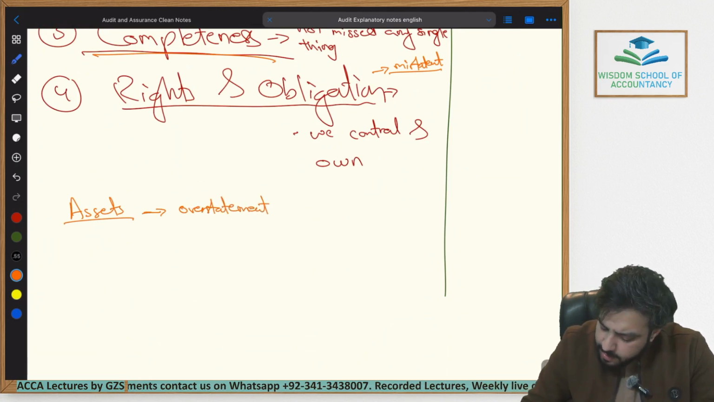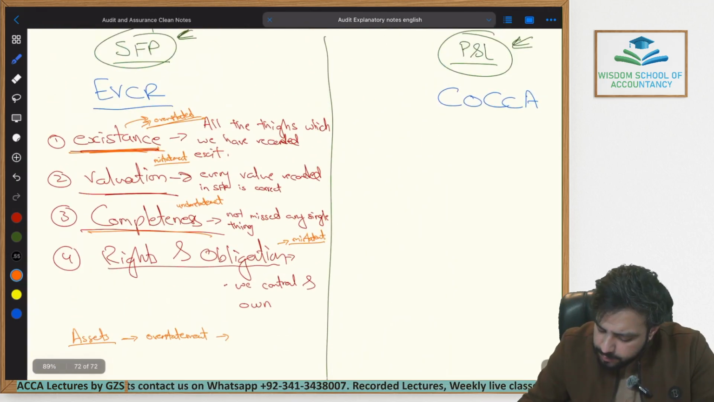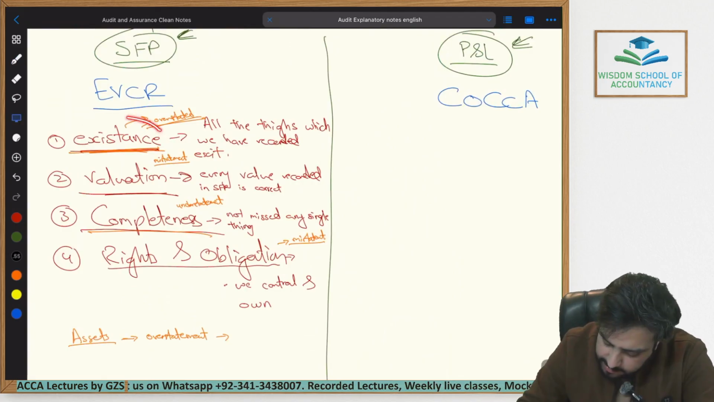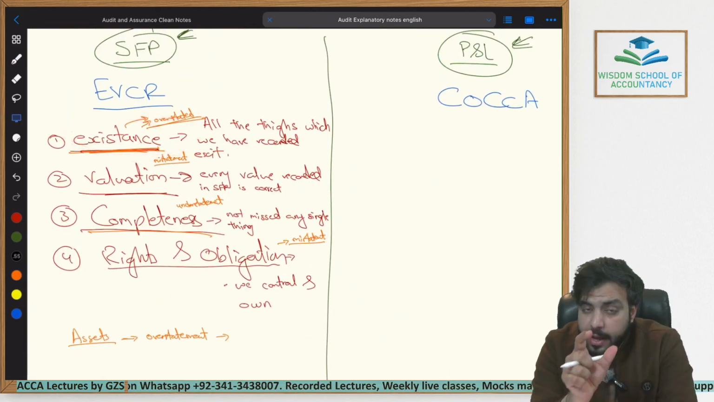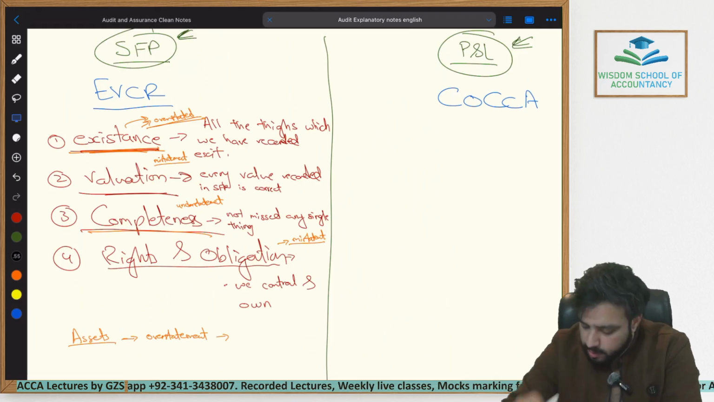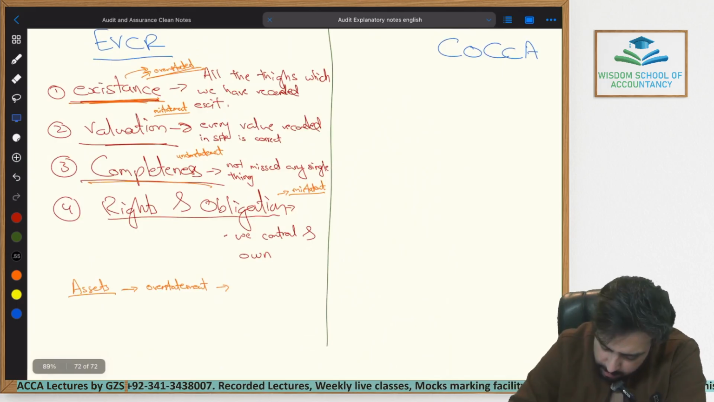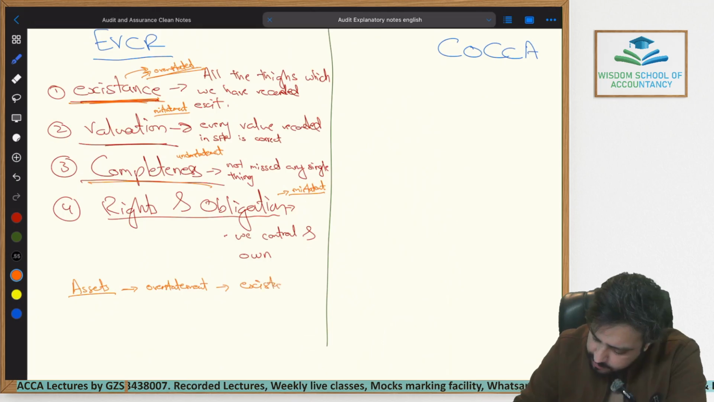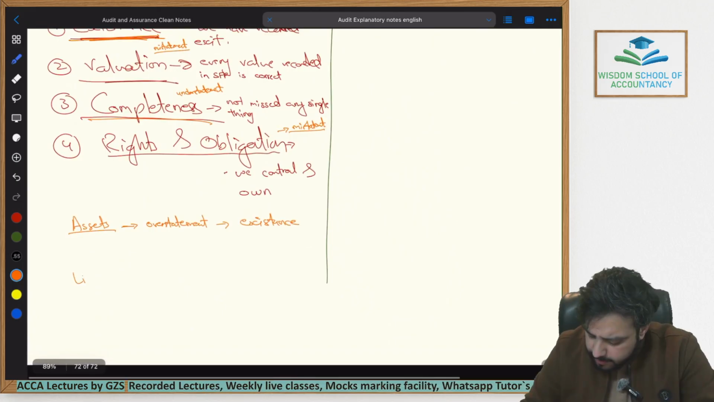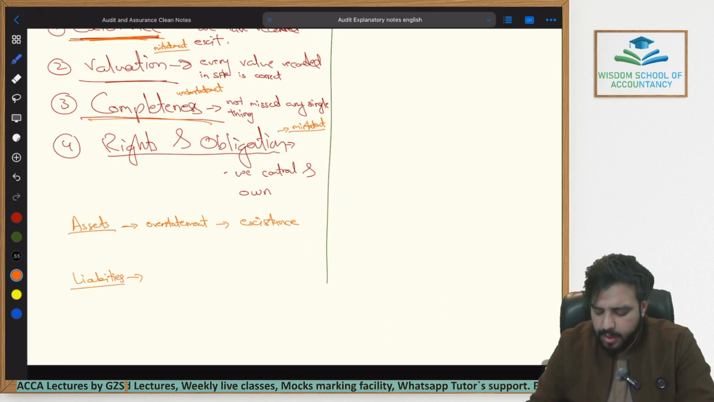Because of this reason, which of the following assertions can be directly linked with assets? Yes, existence. Because management is most probable to record assets which do not actually exist. So existence is highly linked with assets. Let's not come towards valuation or rights and obligations at the moment. We will discuss those two as well, but let's first talk about liabilities.